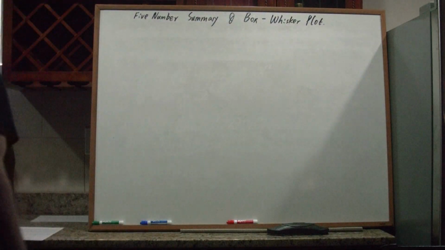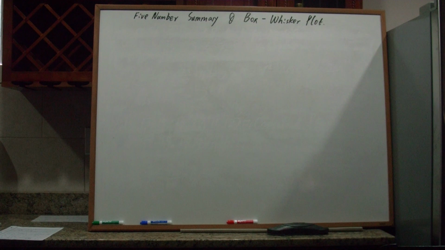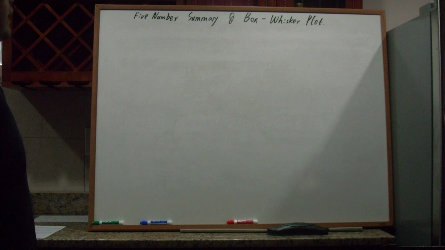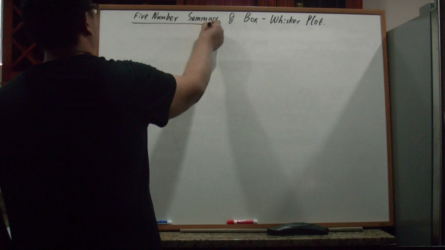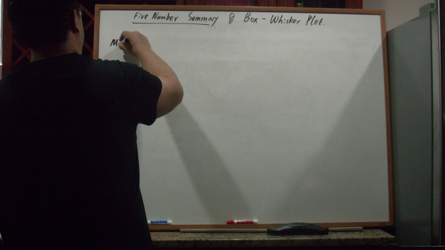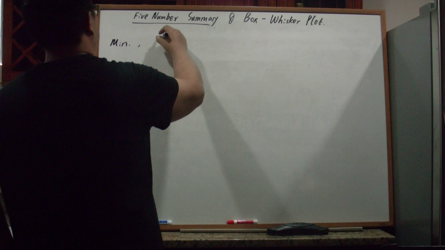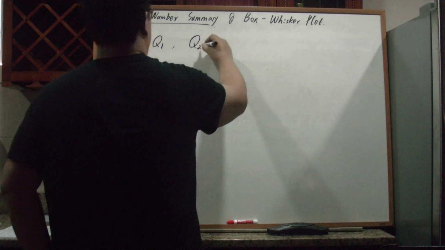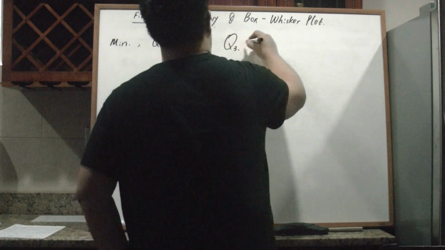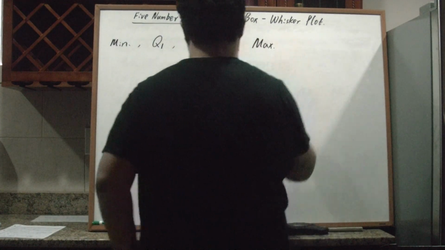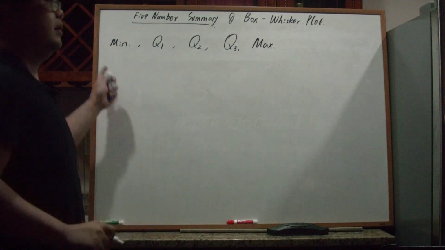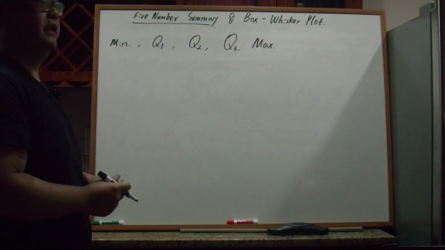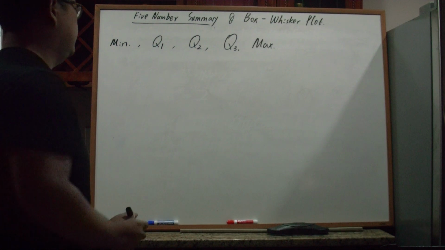Then the next introduction a little bit is the 5-number summary and the box whisker plot. We have a data set. The 5-number summary are the minimum, first quartile, second quartile, third quartile, and the maximum. It's very easy to understand the minimum and maximum. It's the lowest and the highest number in the data set.